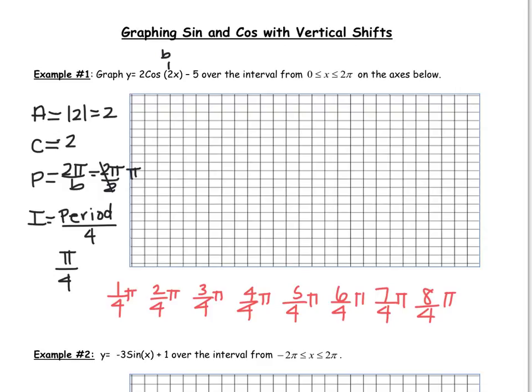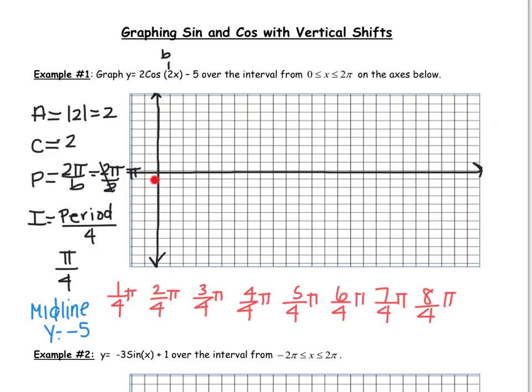Okay, so now we can go ahead and set up our x and y axis. So I'll put my y-axis here, and my x-axis there. Now I need 8 tick marks. 1, 2, 3, 4, 5, 6, 7, 8. But the 8 tick marks usually go on the midline. But when we have a vertical shift, that becomes our new midline. So if we want to write midline, my new midline is going to be at the line y equals negative 5. Your midline is your vertical shift.